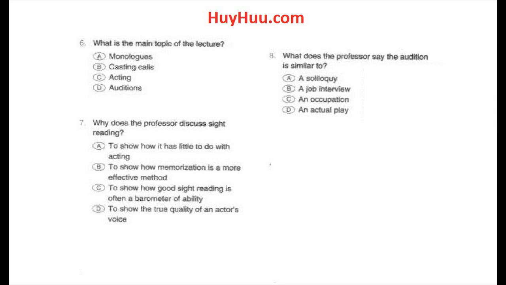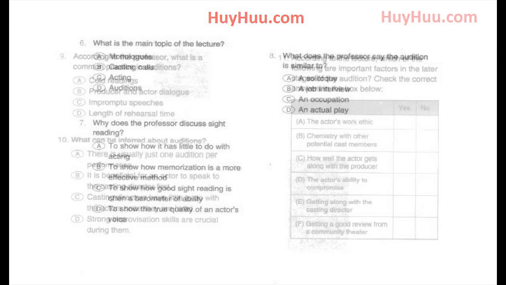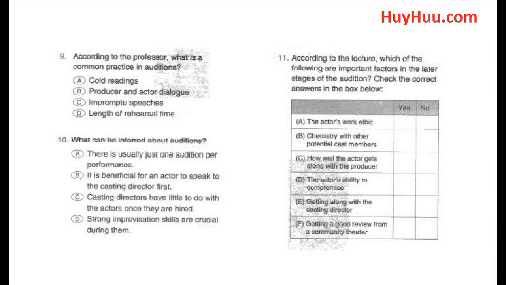7. What does the professor discuss sight reading? 8. What does the professor say the audition is similar to? 9. According to the professor, what is a common practice in auditions? 10. What can be inferred about auditions? 11. According to the lecture, which of the following are important factors in the later stages of the audition? Check the correct answers in the box below.